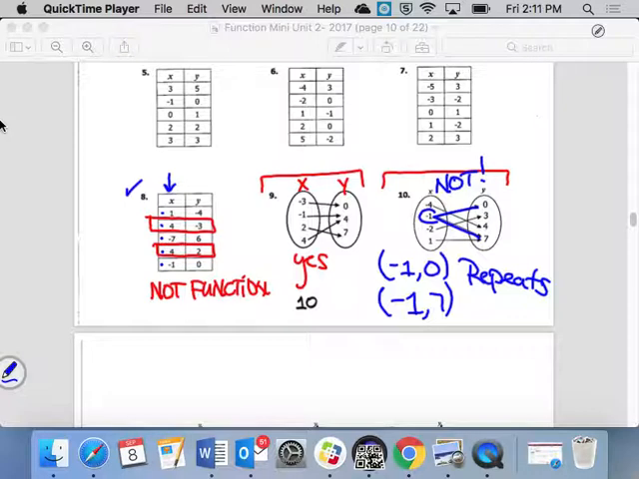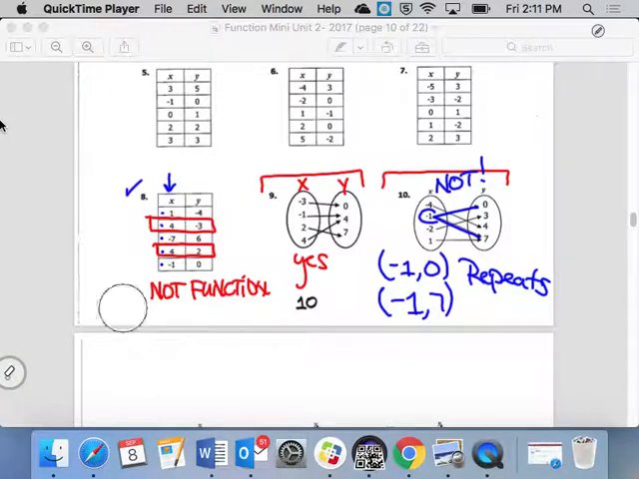Number 9 is a function because I don't have any x values with 2 arrows leaving from the same x value. Each x value simply has one arrow indicating it has one y partner. Versus number 10, where -1 has 2 arrows stemming from it, connecting it with 2 different y values. So that's the difference. Whenever you're looking at just a set of ordered pairs, if the x repeats, the ordered pairs do not represent a function.